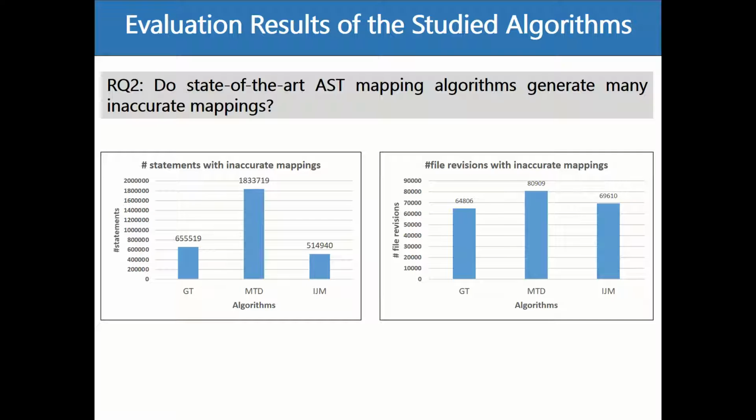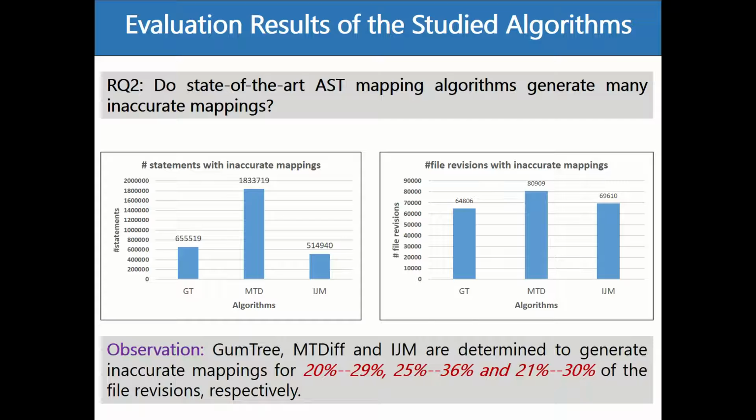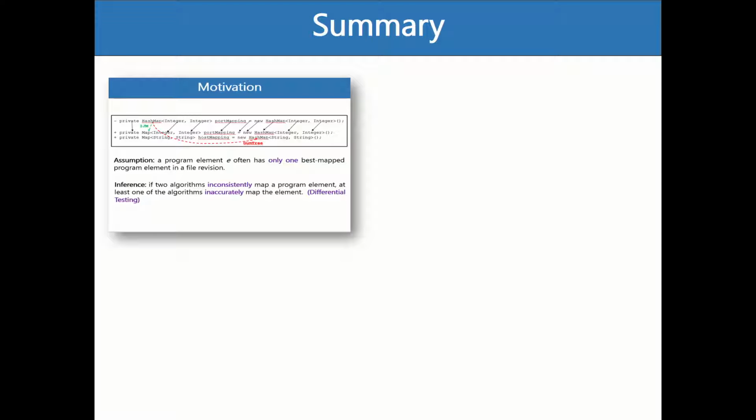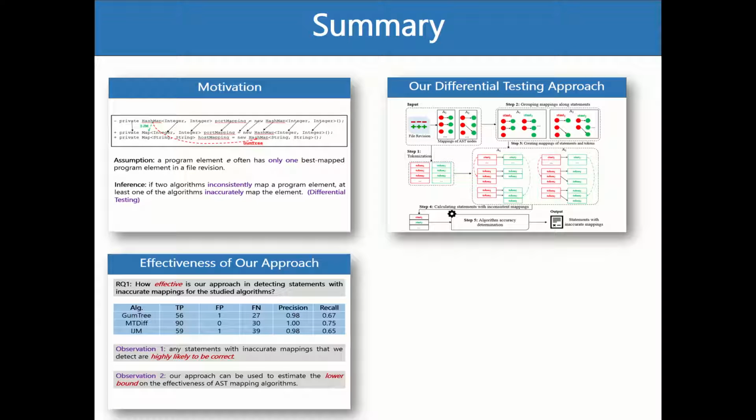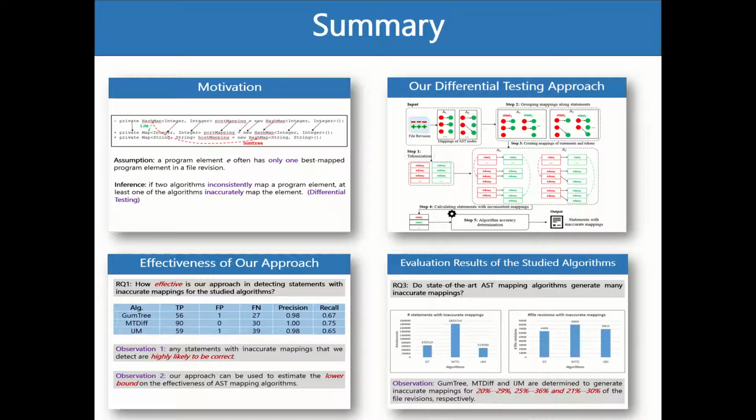Based on our approach, we found that the studied algorithms generate inaccurate mappings for 20% to 36% of the file revisions. In summary, we propose a differential testing approach for evaluating the accuracy of AST mapping algorithms. Our approach achieves a high precision, and based on our approach, we observe that GumTree, MTDiff, and IJM generate inaccurate mappings for many file revisions.